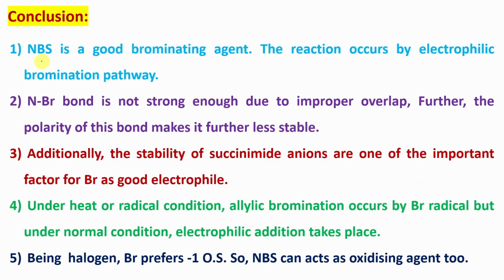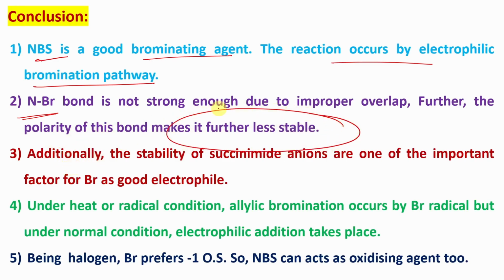So in conclusion, NBS is actually a good brominating agent, and this reaction occurs by an electrophilic bromination pathway generally under normal conditions. The N-Br bond is weaker because of improper size matching or overlap between the orbitals of second and fourth row elements, and further the polarity and electronegativity difference in the bond make this reagent less stable.